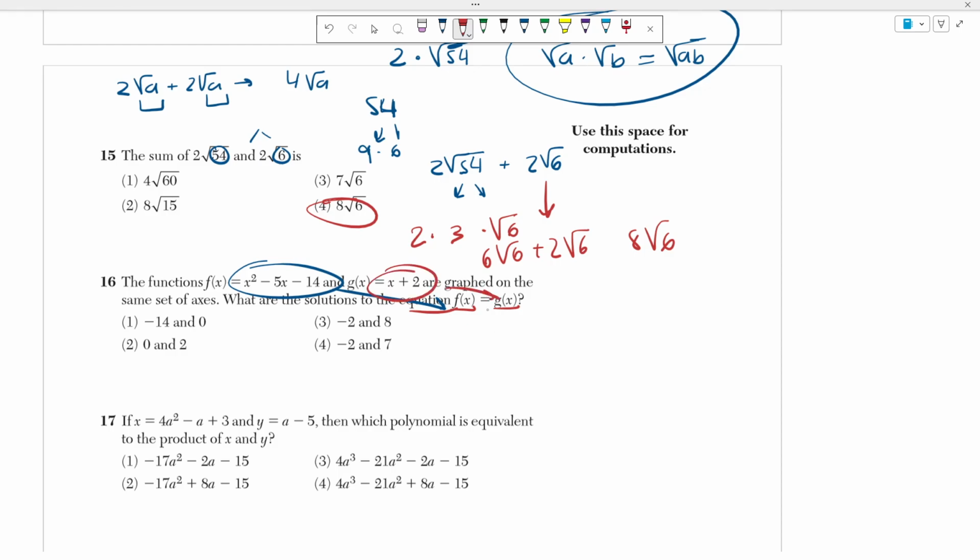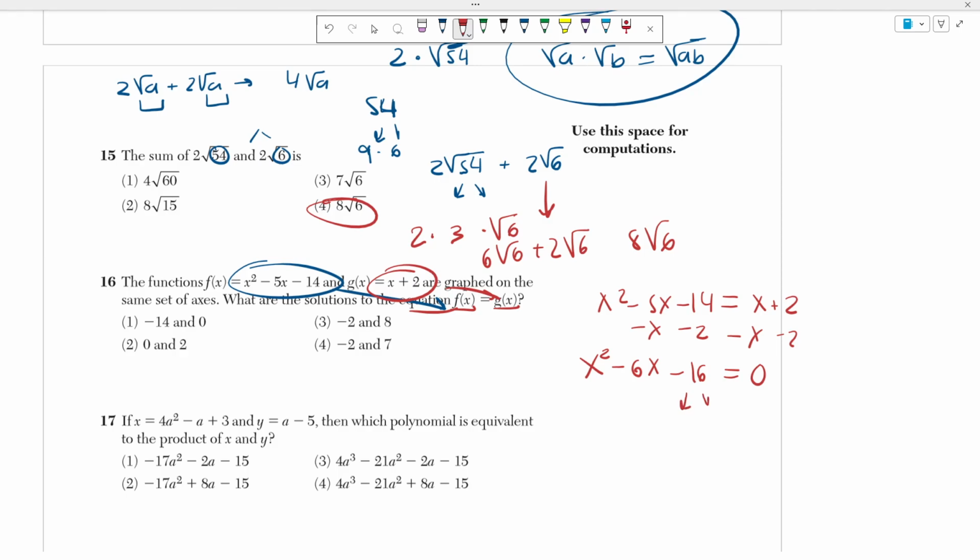So they already gave me my equation. F of x, which is x squared minus 5x minus 14, is equal to g of x, which is x plus 2. Now all I need to do is get my variables on one side. So I'm going to subtract x on both sides. I'm going to get that x squared minus 6x minus 16 is equal to 0, right? I subtracted 2 on both sides as well.